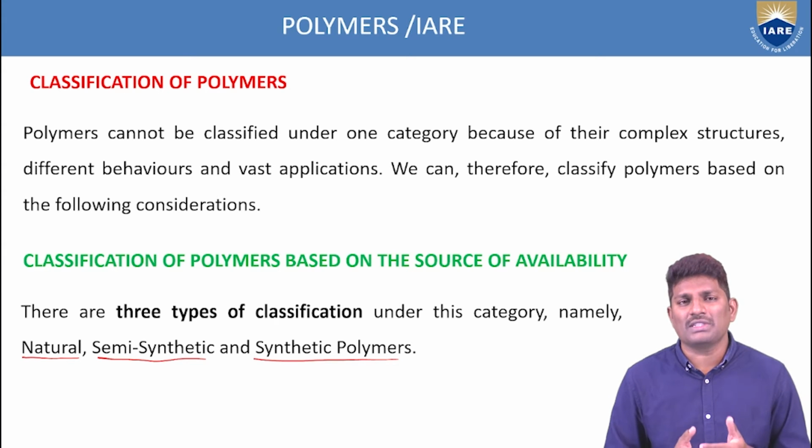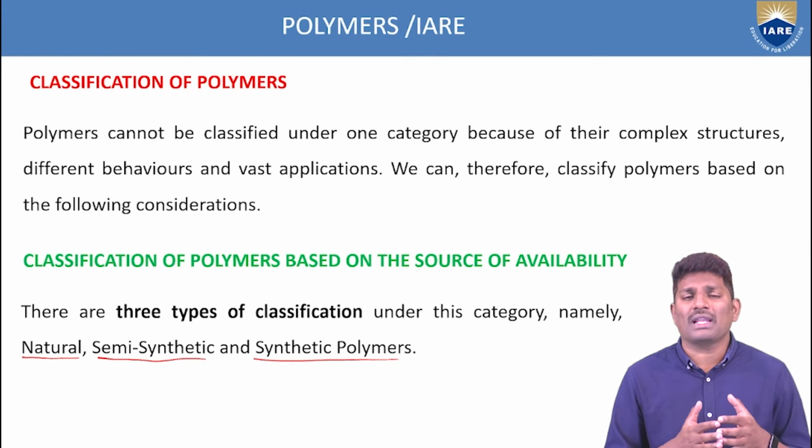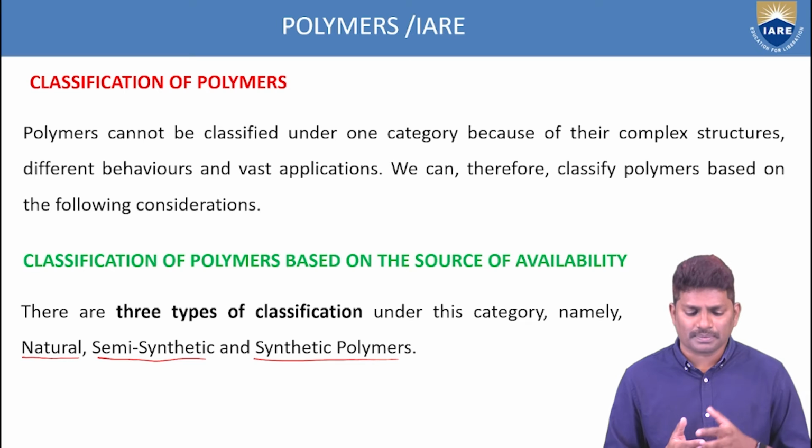So what does natural mean? Wherever the polymers are available naturally from plants and animals, they come under the category of natural polymers. What is semi-synthetic? What are the natural polymers we are getting? We are trying to modify them with some chemical modifications. That type of polymers comes under the semi-synthetic category.